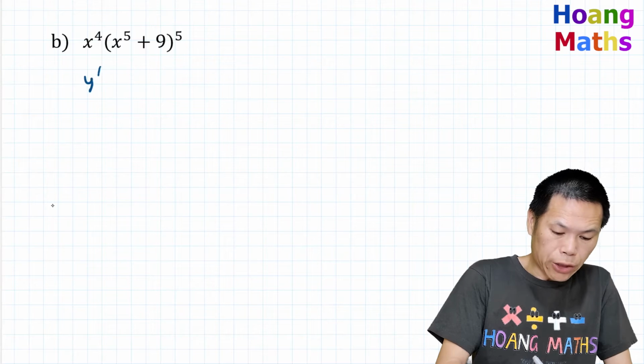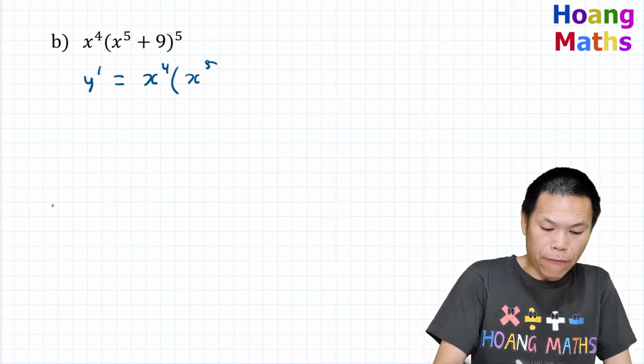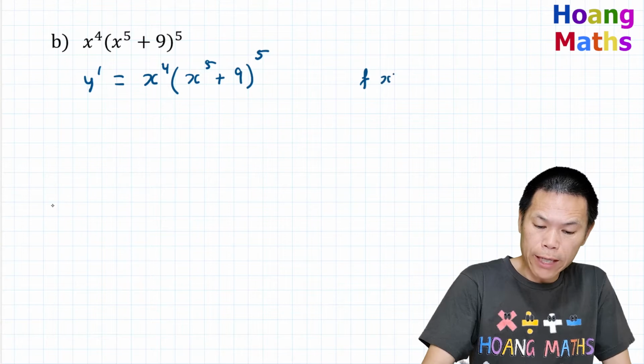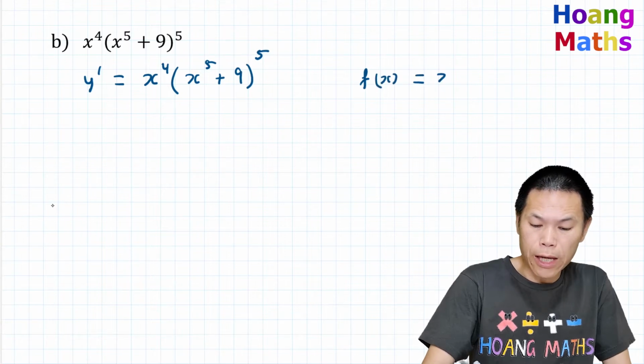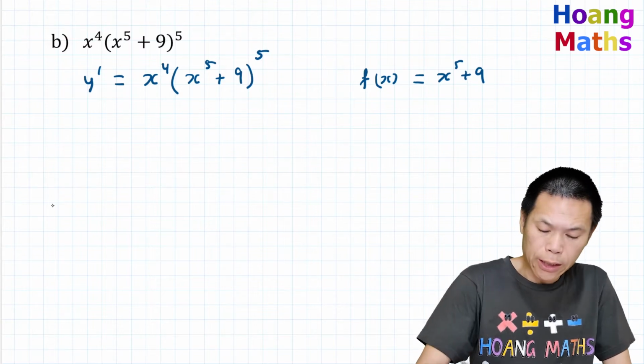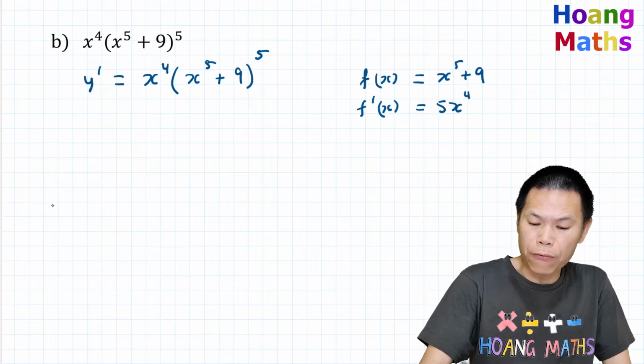Part B. So y dash is equal to x to the power of 4 times (x to the power of 5 plus 9) to the power of 5. So let me just write this down. f of x is equal to x to the power of 5 plus 9, and if we differentiate this, f dash x is equal to 5x to the power of 4.